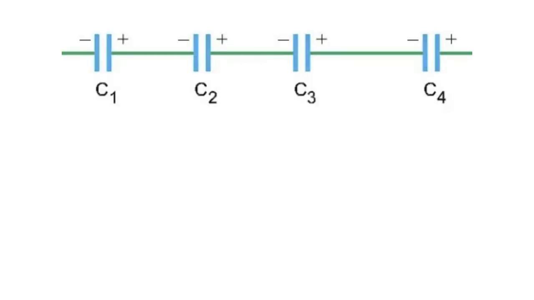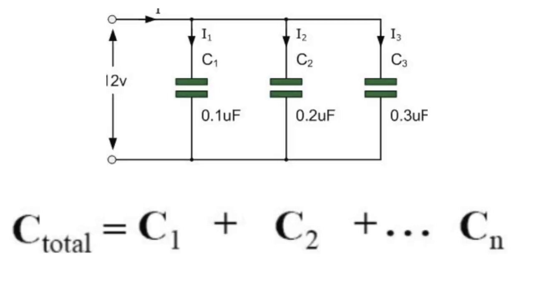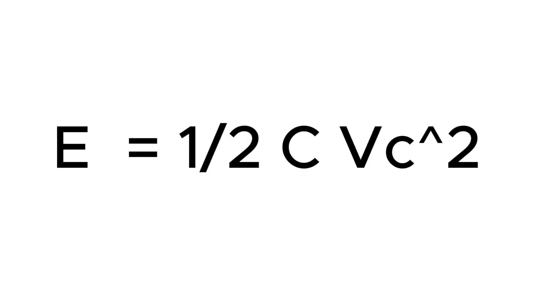Unlike resistors, if we have capacitors connected in series, we do not add them all up. We instead use the formula 1 over C equivalent is equal to 1 over C1 plus 1 over C2, etc. Similar to evaluating resistors in parallel. And using the same reverse logic, we add them all up if they are connected in parallel. The power across a capacitor can be evaluated by using the formula P is equal to VC IC, where VC is the voltage across the capacitor and IC is the current across it. And the energy is equal to half C VC squared.